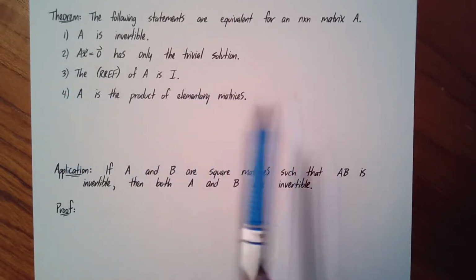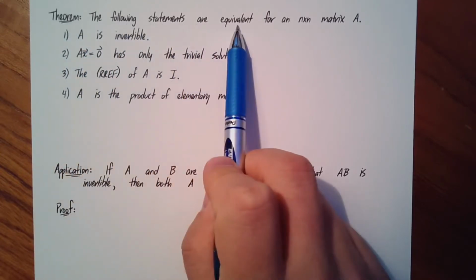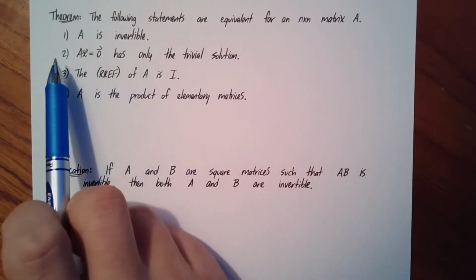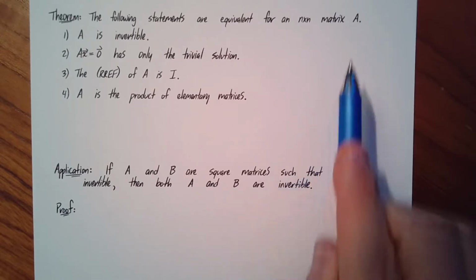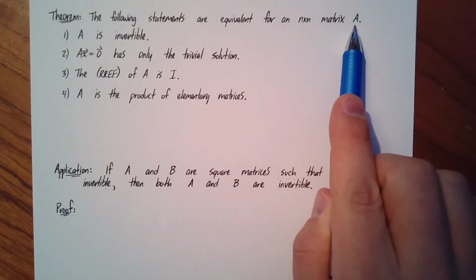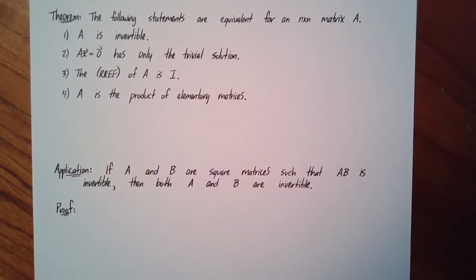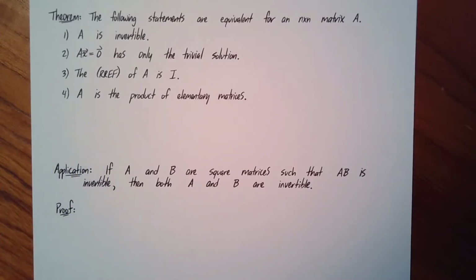And I just want to remind you what a theorem like this means. The following statements are equivalent. When you see a theorem like that in mathematics, what the theorem is saying is that all of these statements are either all true or all false for any given n by n matrix A. So if you have a square matrix A, and one of these statements is true for that matrix A, that means the other three statements are automatically true as well. On the other hand, if you know that one of these statements is false for your matrix A, then the other three statements are automatically false as well.